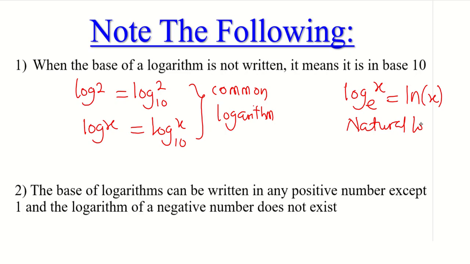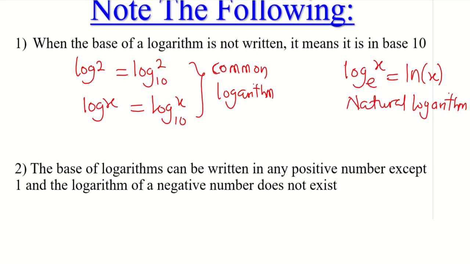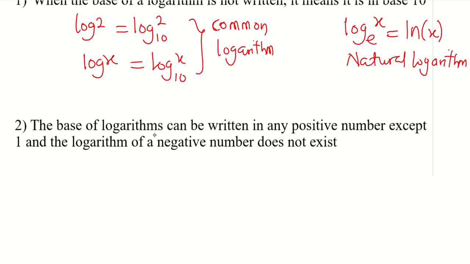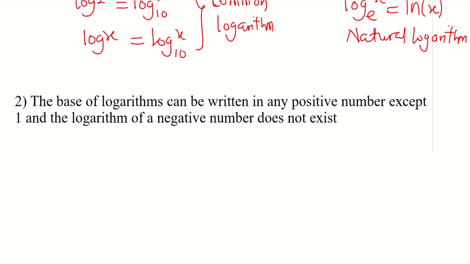Natural logarithm. But in any case, if the base of a logarithm is not written or shown, then it implies it has a base 10. That's what we call the common logarithm. Now the second note: the base of logarithms can be any positive number except 1, and the logarithm of a negative number does not exist.